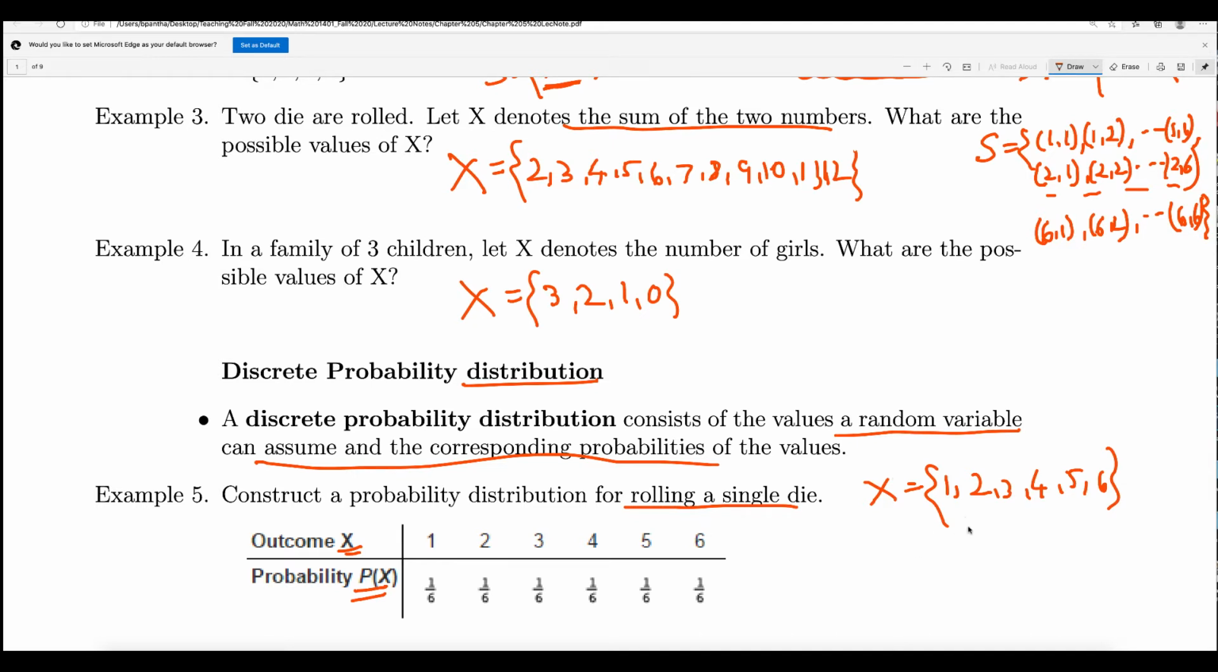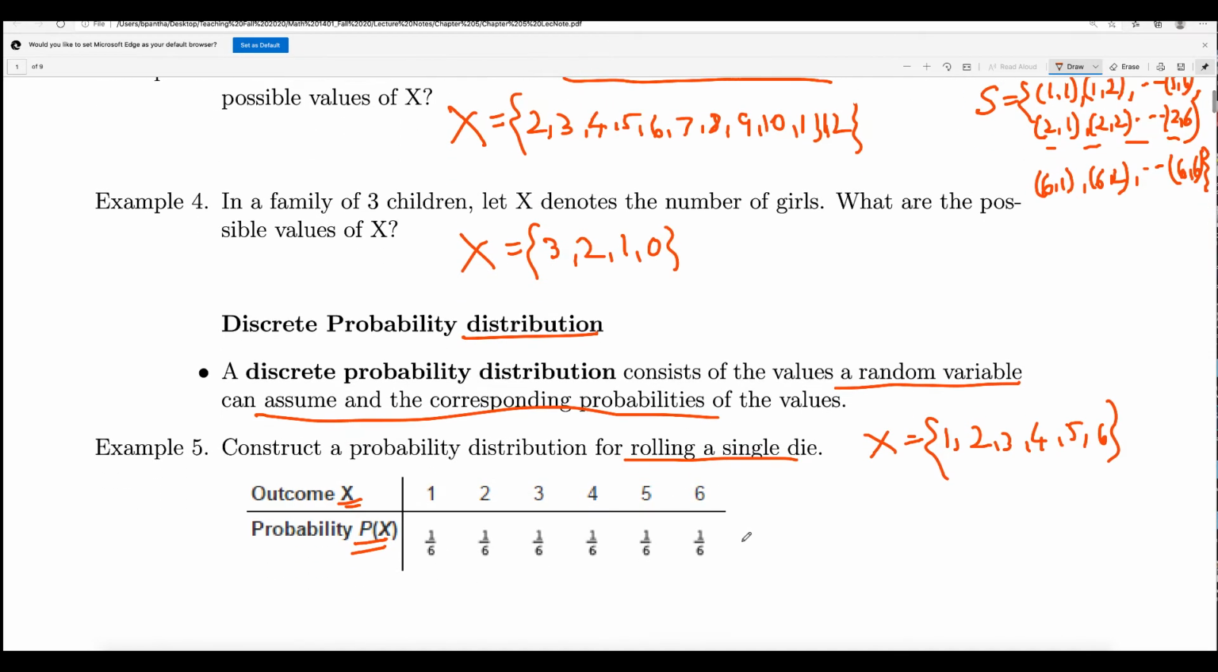Okay. Now, what is the probability of getting 1 dot? It is 1 over 6, right? See, we write in a table the random variable and its corresponding probability. The value of the random variable and the corresponding probability. What is the probability of getting 2 dots? 1 over 6. Probability of getting 3 dots is also 1 over 6. 4 dots, 1 over 6. 5 dots, 1 over 6, and 6 dots, 1 over 6.